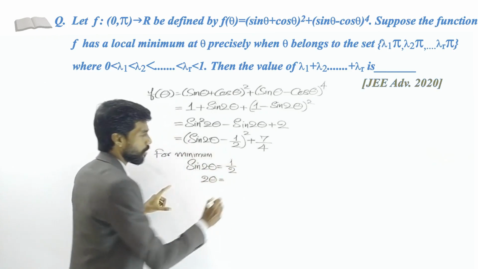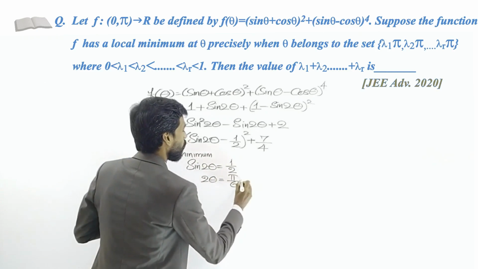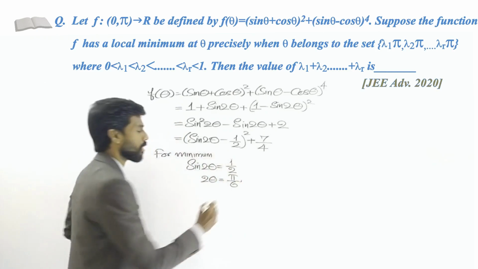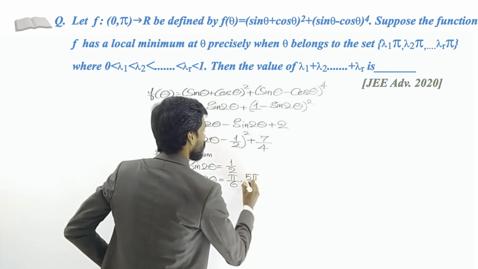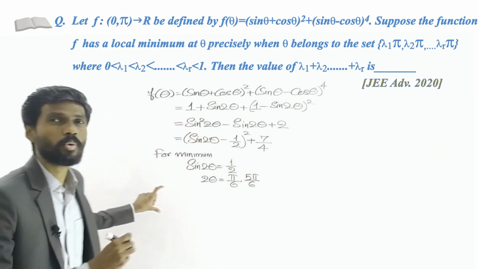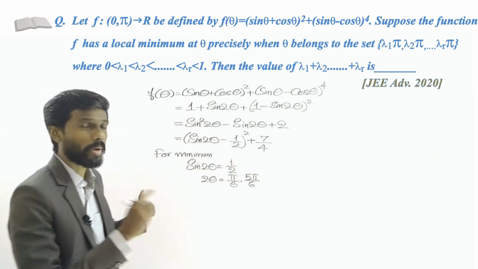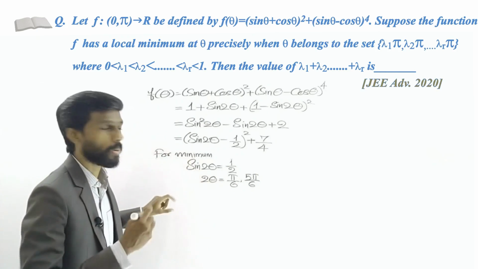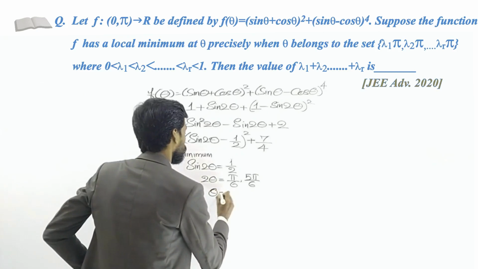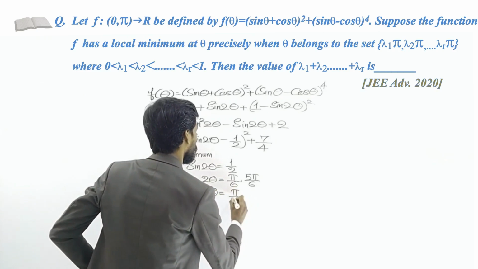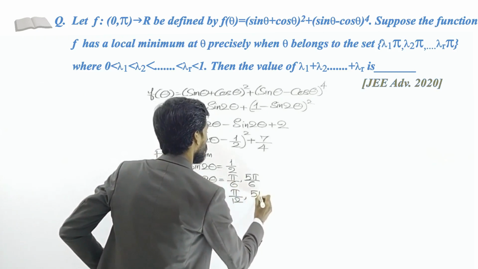So 2 theta can be equal to pi by 6, and also in the second quadrant, pi minus pi by 6, so that is 5 pi by 6. And there are many more values, right? 2 pi plus pi by 6, but that will exceed our limit, right? Theta lies between 0 and pi only. That means 2 theta cannot exceed 2 pi. So theta values are pi by 12 and 5 pi by 12.